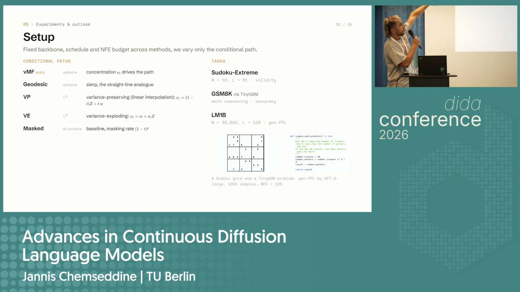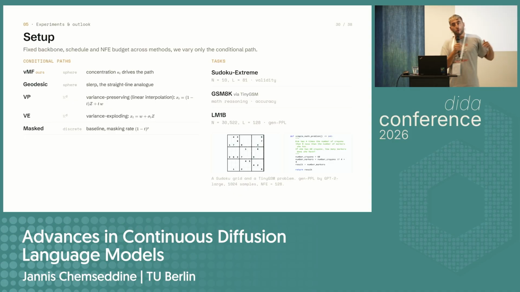We have this VP, which is just a linear interpolation I showed you in Euclidean space. Variance exploding is another diffusion path people use. And sometimes we also compare with the mask baseline, but often it's already in the literature, so we take those numbers. And then there are different tasks that we look at.